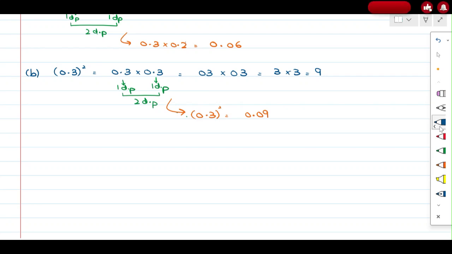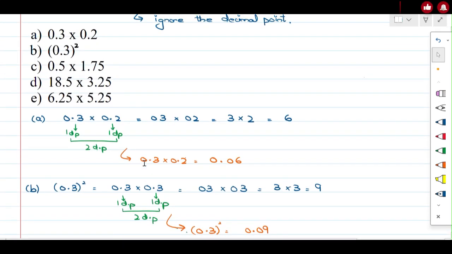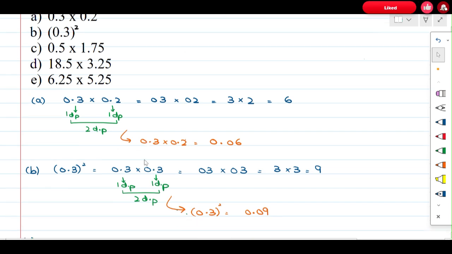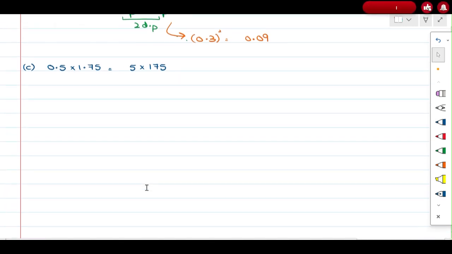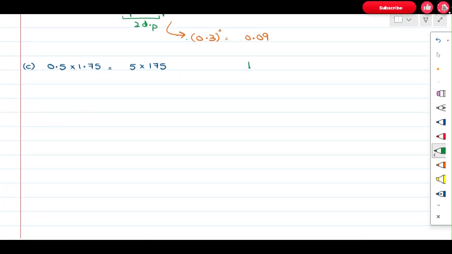Okay, now let me move to some other parts. 0.5 into 1.75. Okay, 0.5 multiply 1.75. We can write this down as 5 times 175. If I ignore the decimal point, 0.5 is basically 5 and this is 175. Okay, let me do the simple multiplication here. So 175 with the 5 times table we can do.